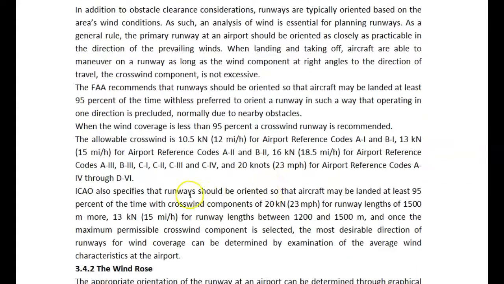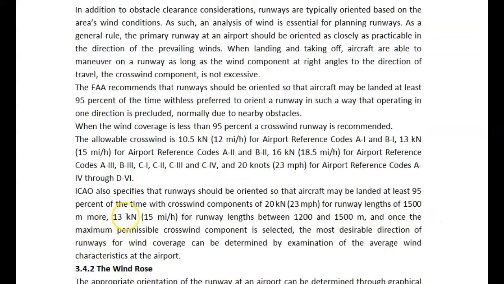ICAO also adds that runways should be oriented so that aircraft may land at least 95% of the time with crosswind components of 20 knots, which is 23 miles per hour, for runway lengths of 1,500 meters or more.